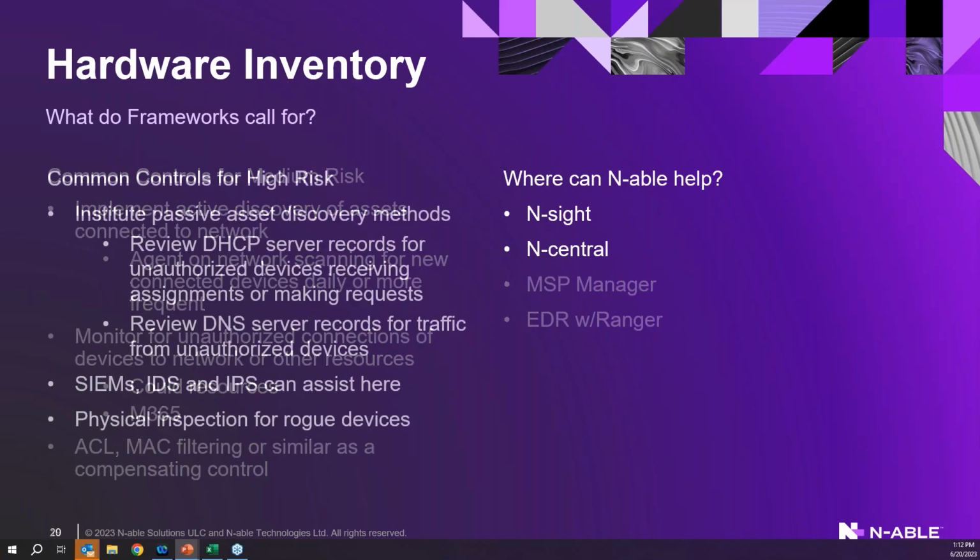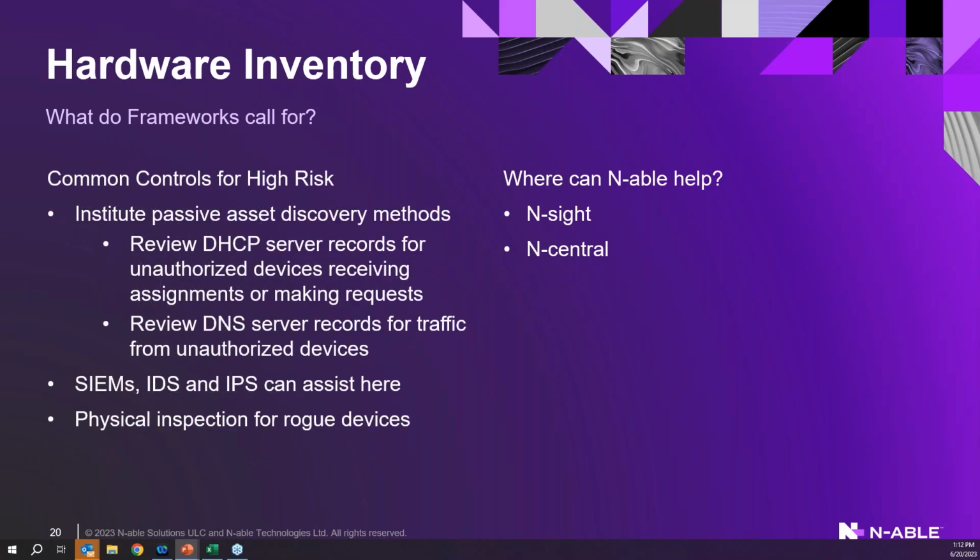And then when we move up to high risk, it adds in an important thing that a lot of them ask for: they want you to start performing passive asset discovery. What they mean by passive asset discovery is they're wanting you to do the deep dive. They want you to go into your DHCP logs, into your DNS server logs, and look for traffic from devices or from MAC addresses or from IP addresses that don't belong, that are not authorized to be operating on the network. So, finding those rogue devices that are trying to hide themselves.